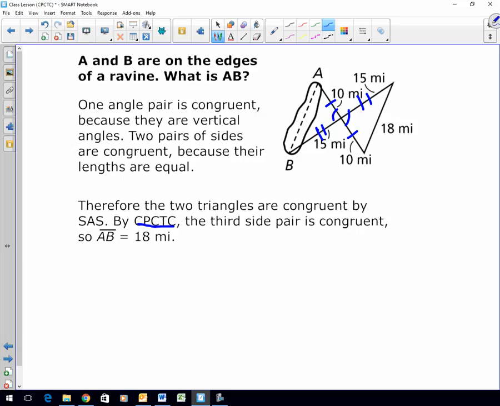So what is A to B here? 18. It corresponds with this side length. Did y'all see how I had to do that? I have to prove the triangles are congruent first. You can't just sit there and say, oh yeah, CPCTC, vertical and alternate side length. Don't do that. It's a hot mess. Right, next, let's do another example.